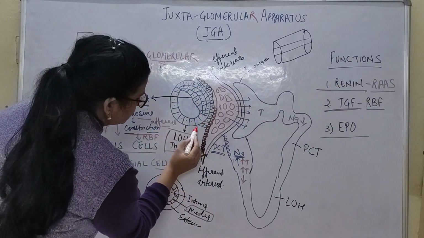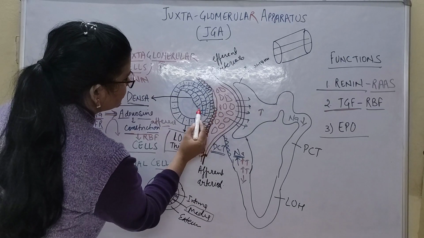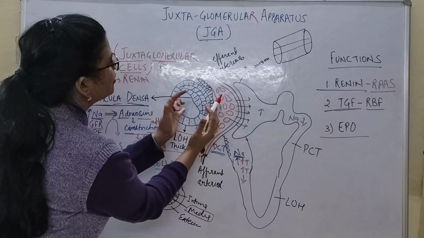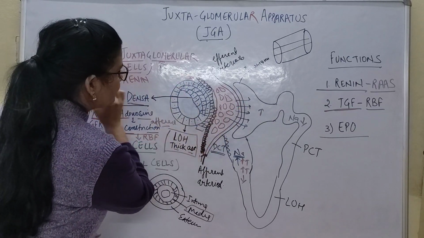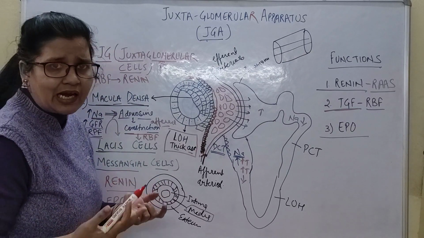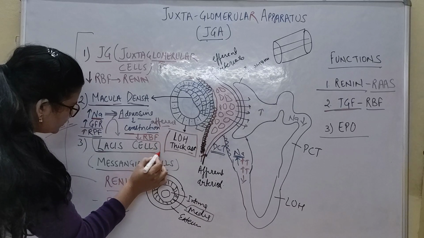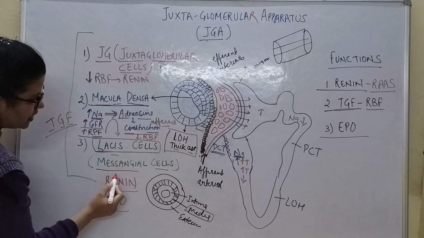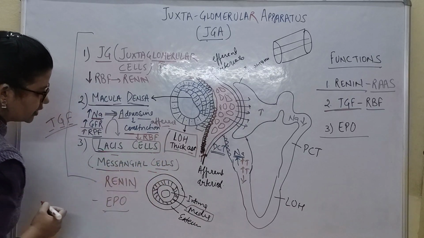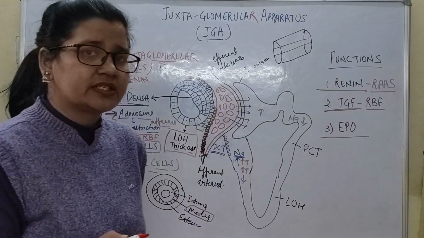The last but not least, the third part of the JGA is the lacis cells. If you can see this, both the structures are taken into account as an apparatus by these supporting cells. We always need some supporting cells, right? These are lacis cells. Lacis cells are also called mesangial cells. What is the function of mesangial cells?